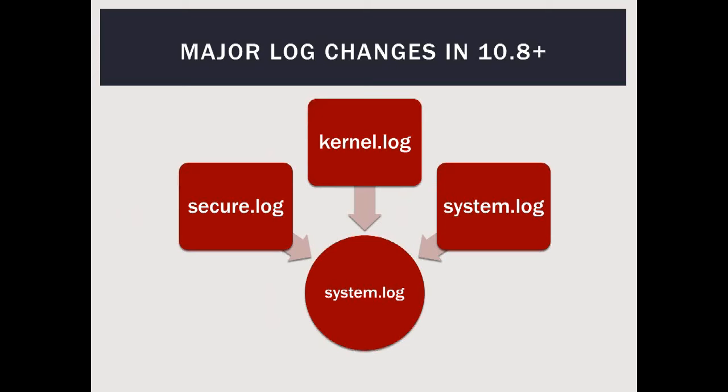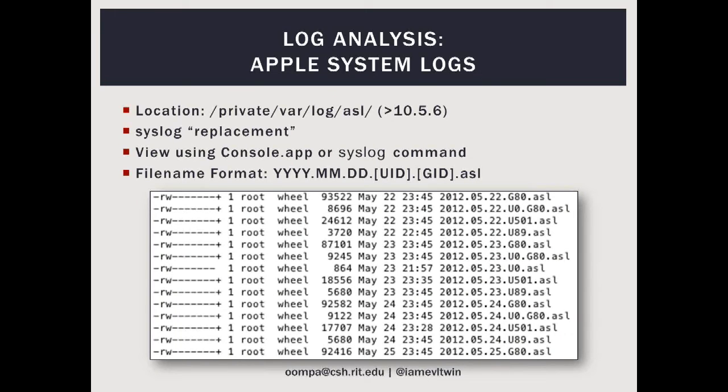Major log changes happened in 10.8. Before, in 10.7 and previous, we had three main log files to look at. Secure had the security stuff, kernel.log, and system.log. All these are now rolled into just plain old system.log. There are, however, other logs that you should absolutely look at.